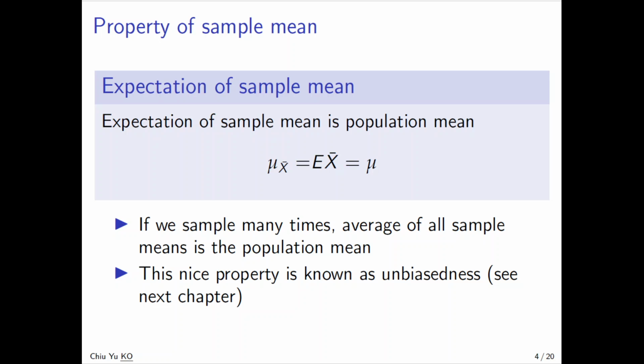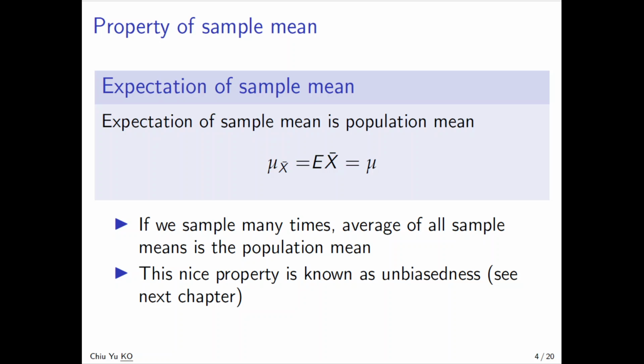Expectation of the sample mean. So very interestingly, the expectation of the sample mean is the population mean. That means if we do many samplings, which we don't, but in theory, if you keep doing 1 sample, 2 samples, 3 samples, 4 samples, 5 samples, we do many samplings, and we find the mean of each sample, and the mean of all these sample means will get you the population mean.